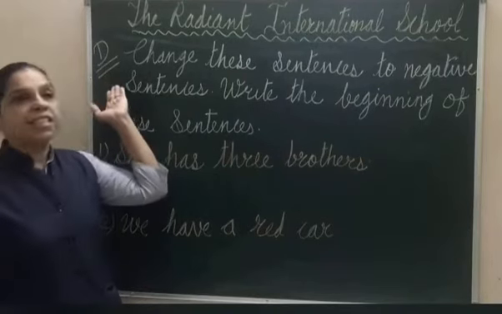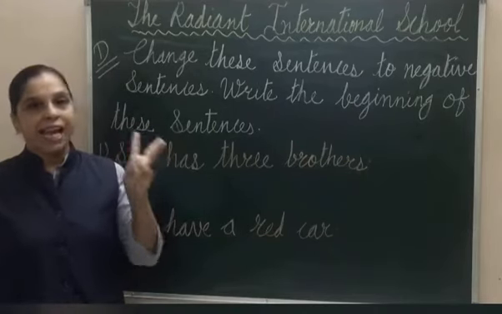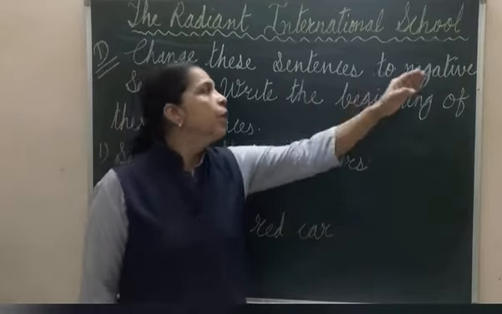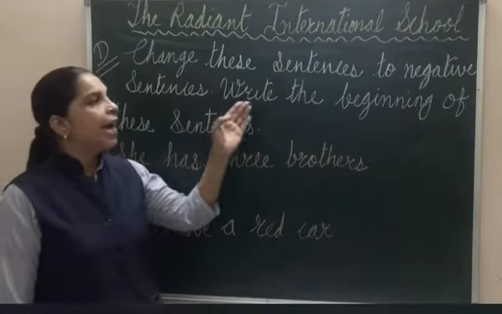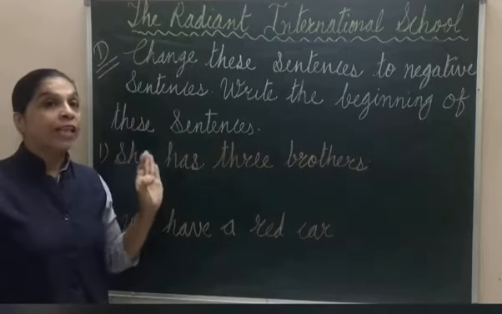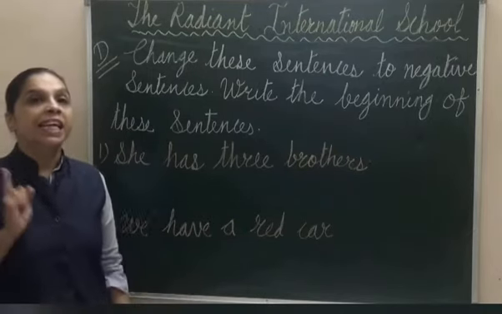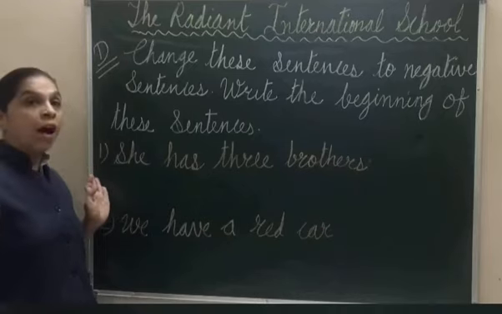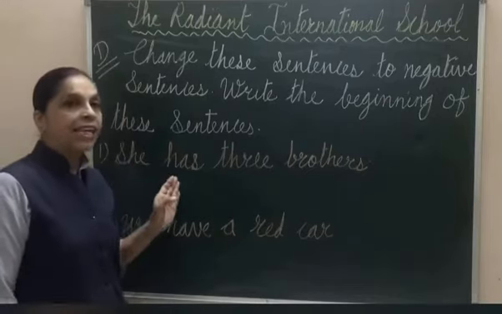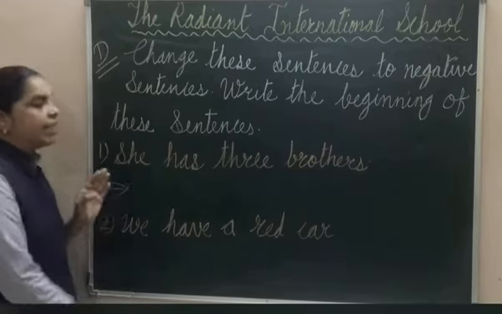Now exercise D. We have already completed exercise A, B and C. Now D. Change these sentences to negative sentences. Write the beginning of these sentences. In short, in this exercise, we have to change these sentences into negative sentences. Okay? Now number one. She has three brothers. Now, what will be the sentence? Sentence kya hoga beta?